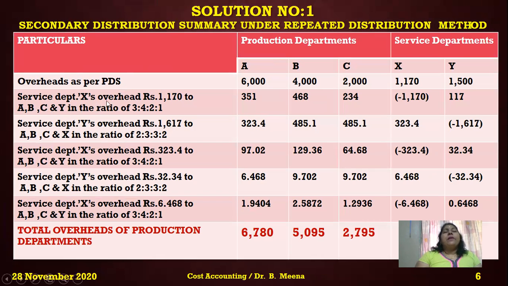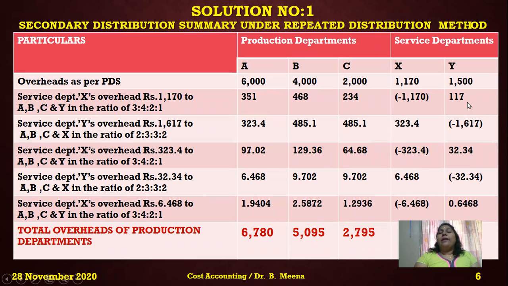So service department X overhead 1,170 to A, B, C, Y in the ratio of 3 is to 4 is to 2 is to 1. So 3 by 10, 4 by 10, 2 by 10, 1 by 10. Out of 1,170, I'll get 351 for A, 468 for B, 234 for C, and 117 for Y. I indicated in the brackets that 1,170 is redistributed between other production and service departments. Then I'll move on to the next transaction.